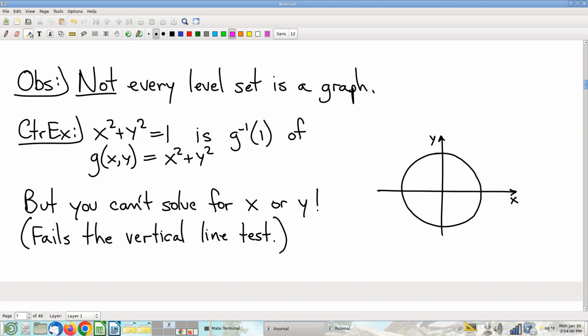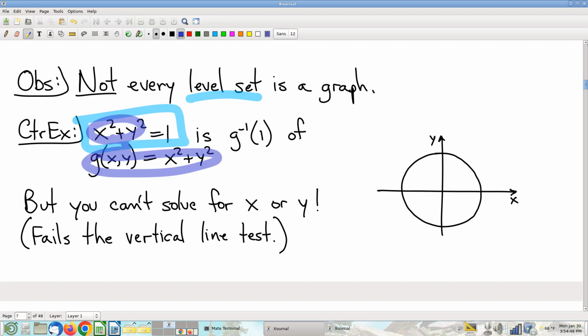An easy counterexample: here's a level set of this function right there, x squared plus y squared. That level set, in this case, we can see is the unit circle. That level set is just not a graph. It's not that we can't figure out how to do it. It's that it isn't. You cannot view this as a graph.